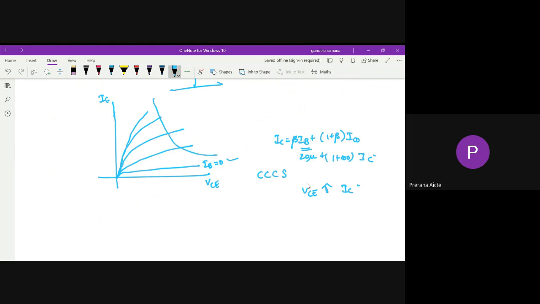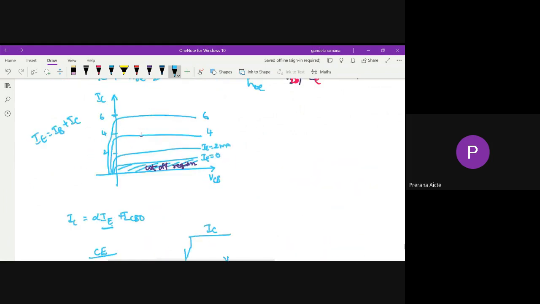So this is the cutoff region, this one is the saturation region, this one is the active region, and this is beyond the active region. In the same way here also: cutoff region, saturation region, active region.